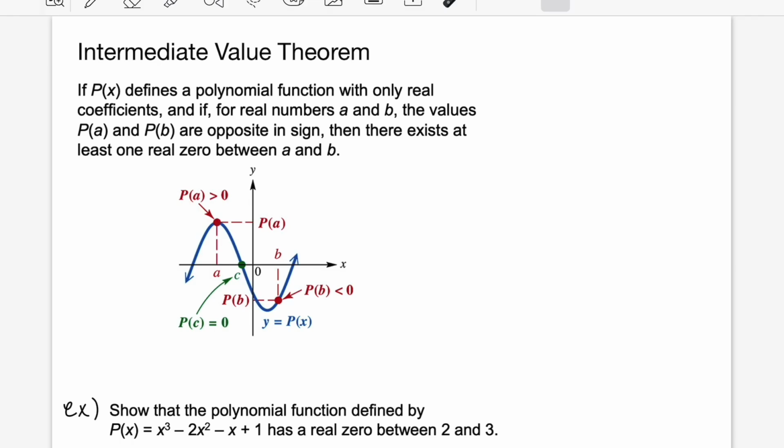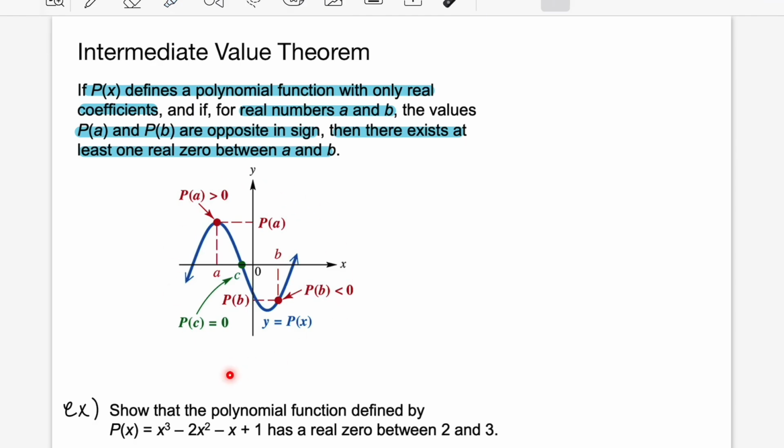And it says that if p of x defines a polynomial function with only real coefficients, and if for real numbers a and b, we evaluate our polynomial function at these real numbers, and the values of our polynomial at these two numbers are opposite in sign, then there exists at least one real zero within that interval between these two numbers a and b.